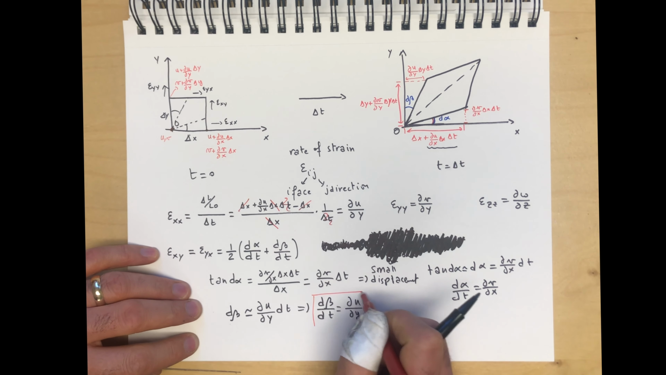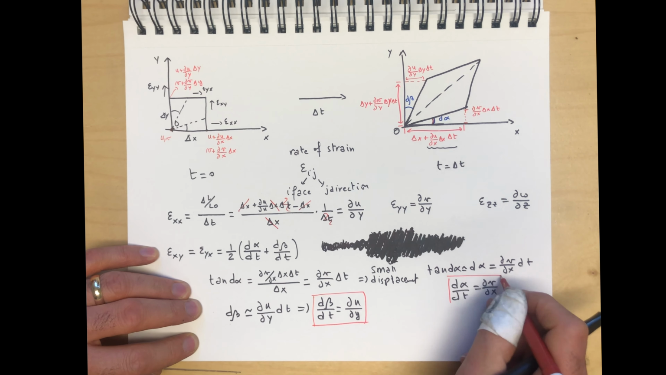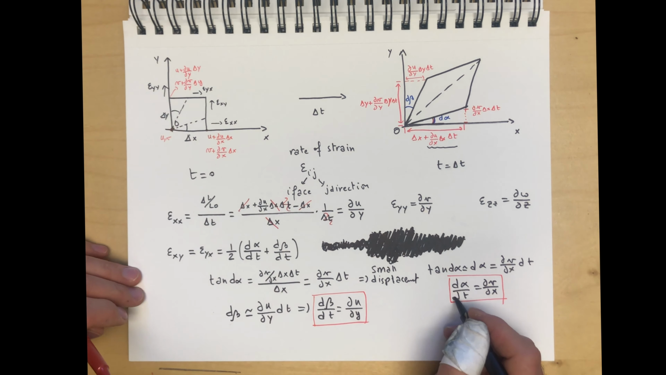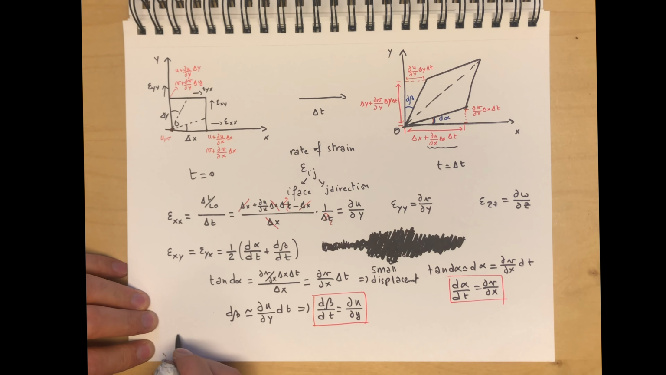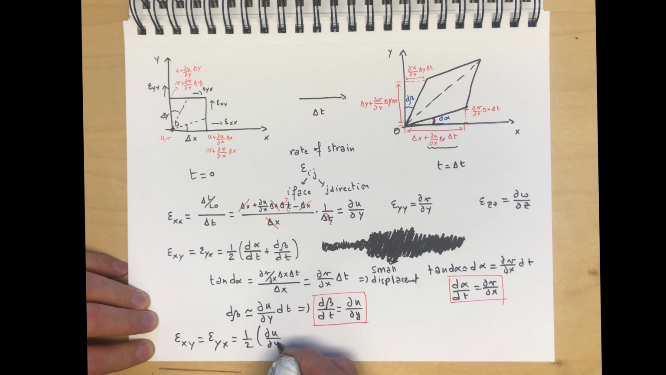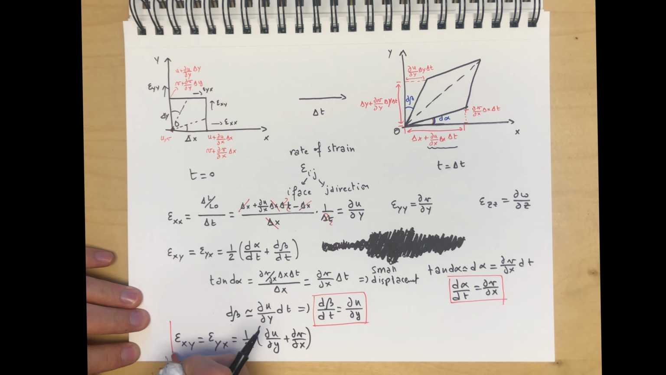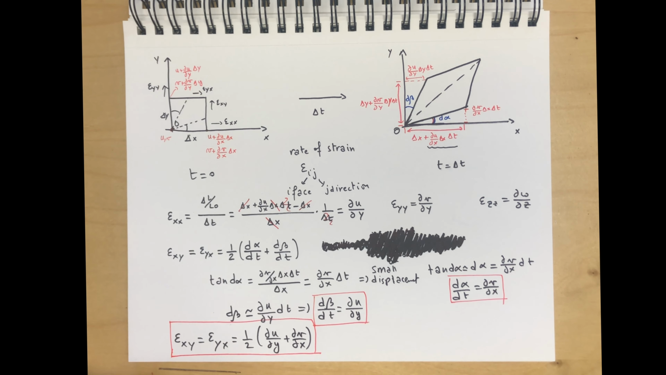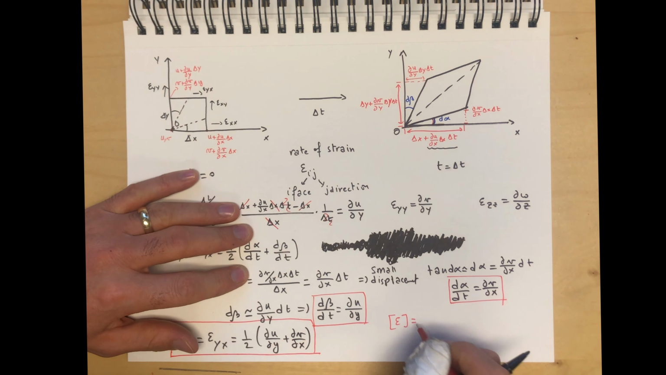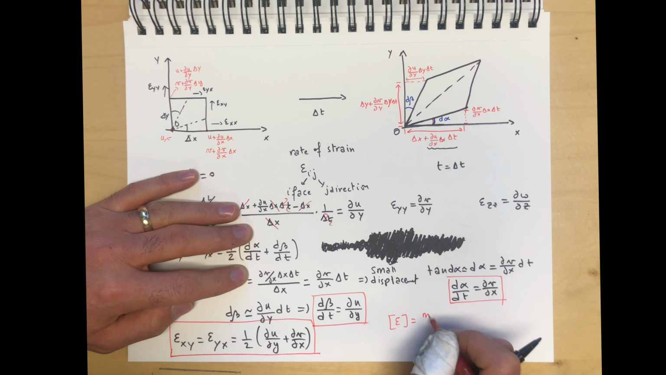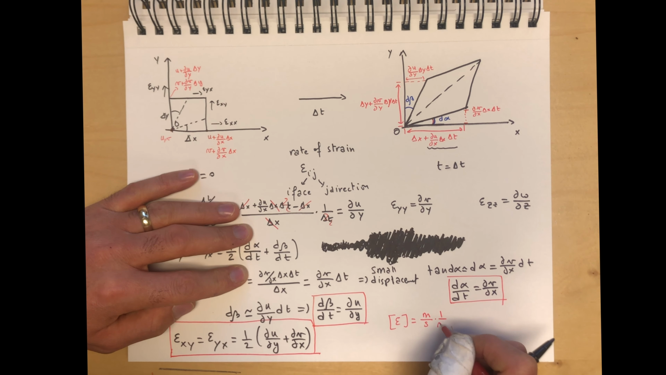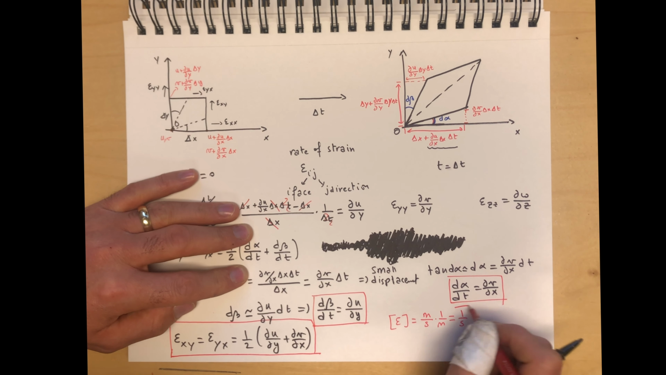And it's these two very important relations that will help us find the strain epsilon xy, so that epsilon xy equals epsilon yx, and that's equal to 1 over 2 times du by dy plus dv by dx. So that gives you the strain rate. The units of the strain rate, epsilon, are meters per second times 1 over meters, and so that's equal to 1 over second.